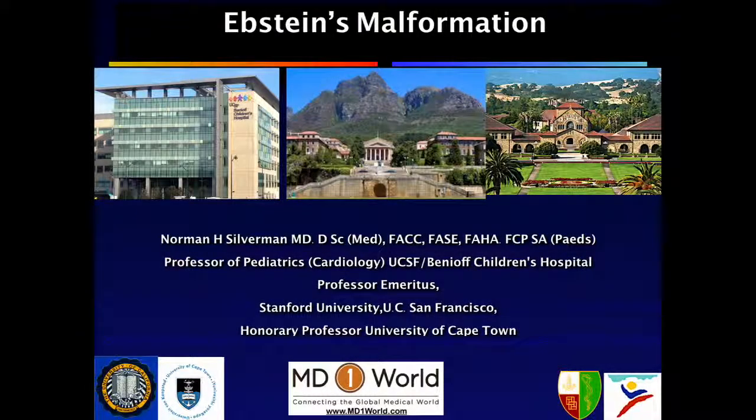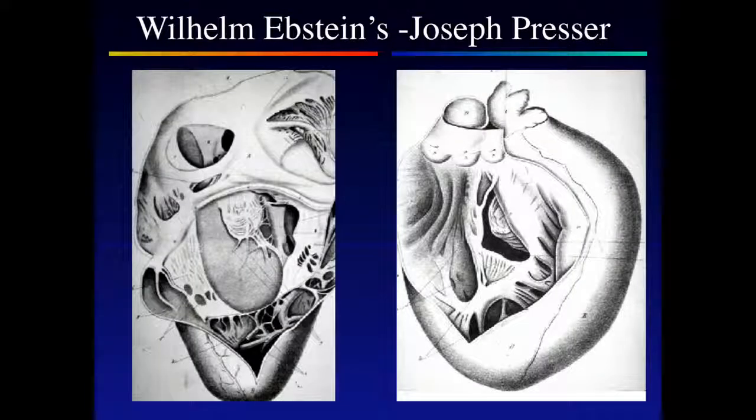So I'm going to talk about Ebstein's malformation. So let's just think about Willem Ebstein. Willem Ebstein was a physician in Germany. He worked in Berlin and Breslau, and finally landed up in Göttingen as the professor of medicine. He wrote over 300 papers in an era in the 1800s where publish or perish was not the important issue.